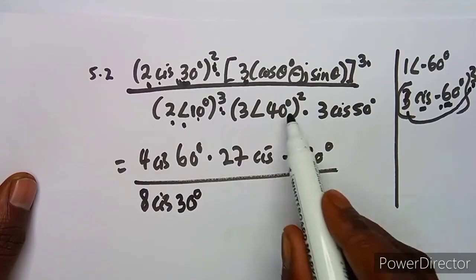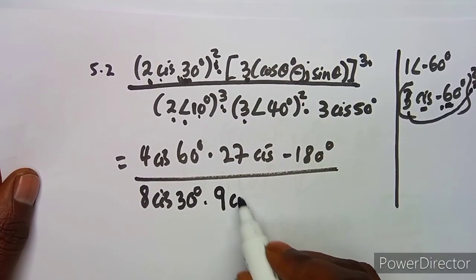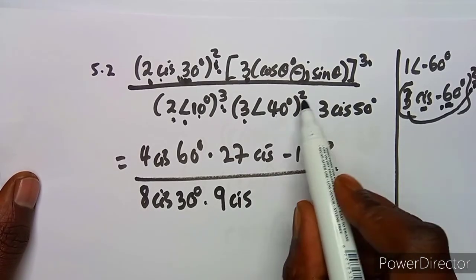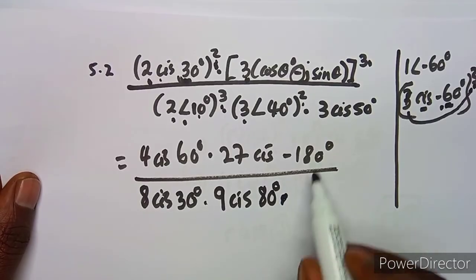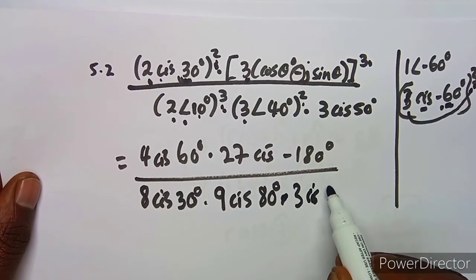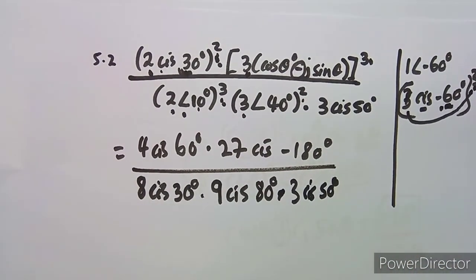Also this one in terms of cis: 3 to the exponent of 2, which is 9, cis 40 times 2, which is 80 degrees. In terms of cis, 3 times... cis 50 degrees. There's nothing that we are going to do there. All right, so this is it now. Yes, we have simplified, we have applied De Moivre's theorem, where we raise to the exponent and we multiply by the exponent. Then what follows next?